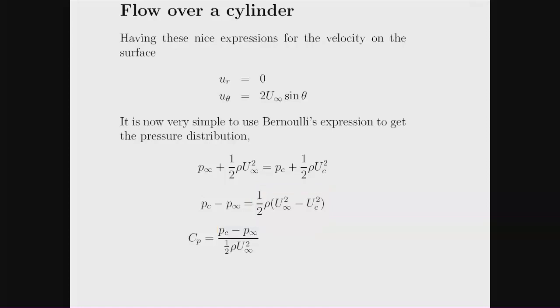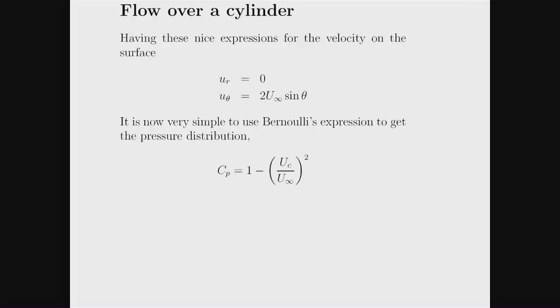I know what P_c minus P infinity is as a function of velocities from Bernoulli's equation, so I can substitute that in, and I end up with Cp being 1 minus (u_c over u infinity) all squared. Here u_c is the velocity magnitude on the surface of my cylinder, which is just the square root of u_r squared plus u_theta squared. Since u_r is equal to 0, u_c is actually just u_theta.